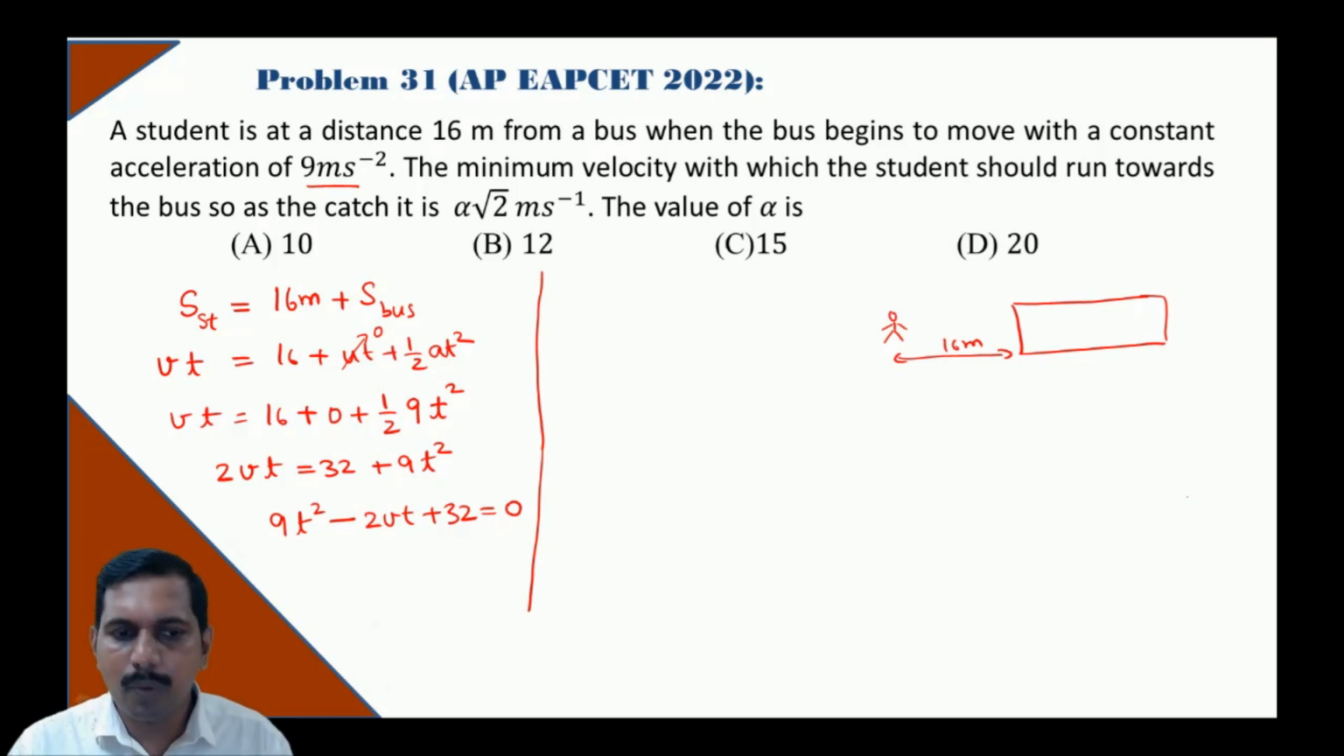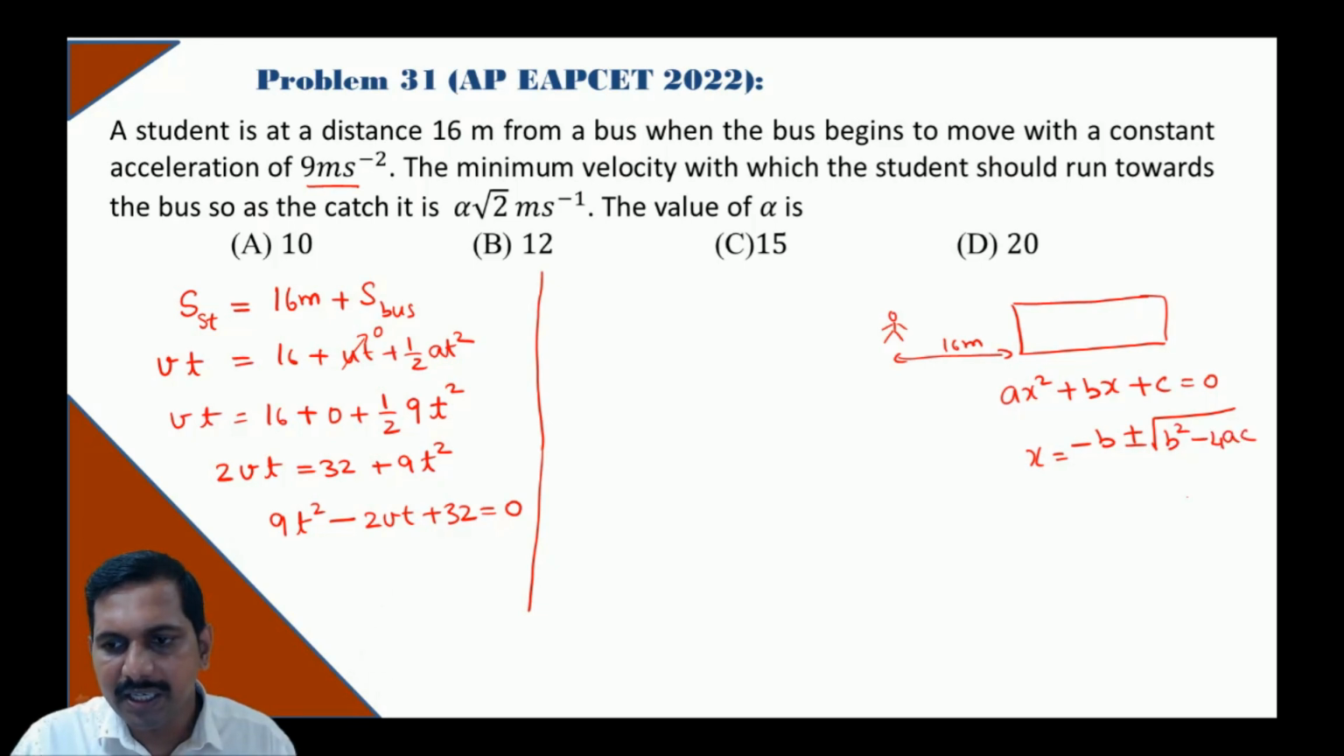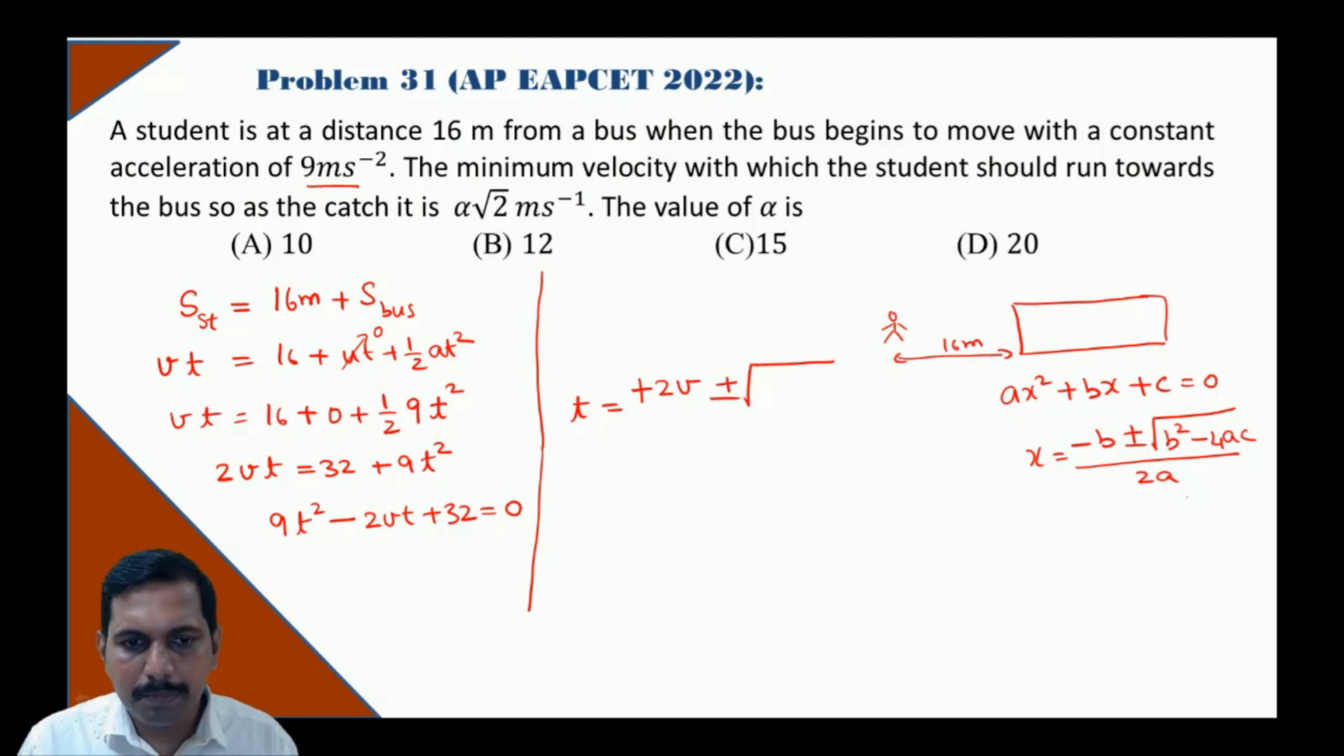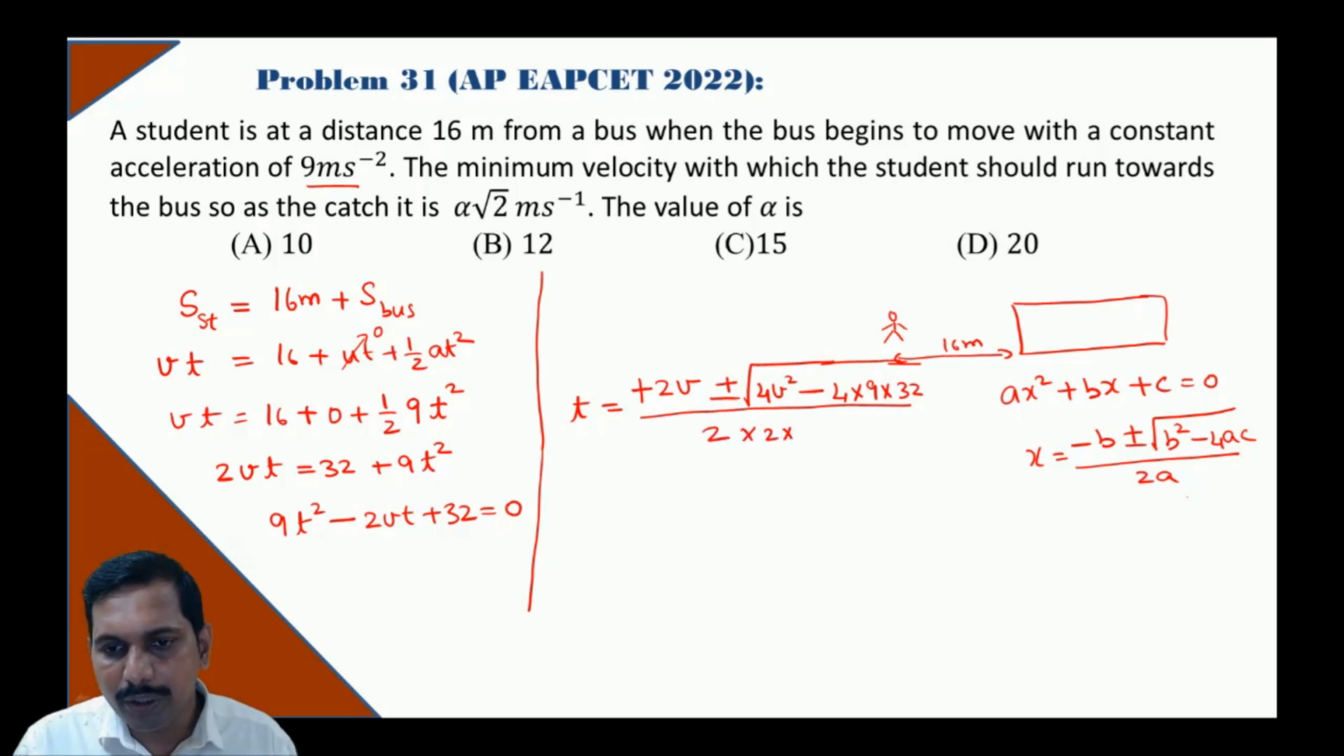Okay. So for a quadratic equation of the form ax square plus bx plus c is equal to 0, the solution would be x is equal to minus b plus or minus square root of b square minus 4ac, divided by 2a. Let us put that over this equation. So here time t would be equal to minus of minus 2v, so it will be plus 2v, plus or minus square root of b square minus 4ac. b square would be 4v square minus 4 into a, which is 9, into c, which is 32, divided by 2 times 9.